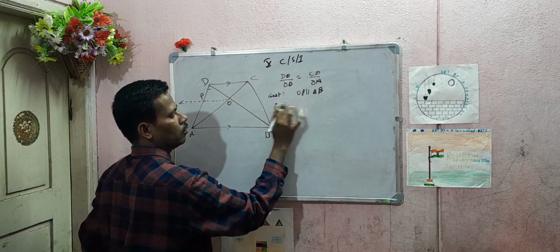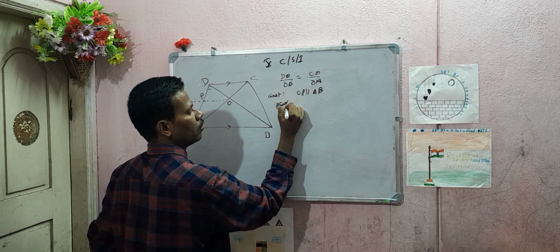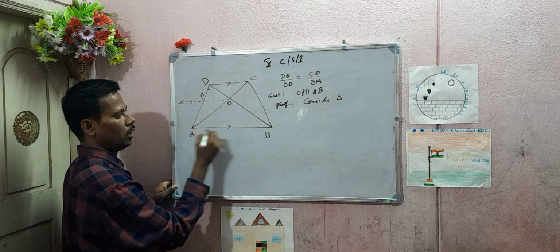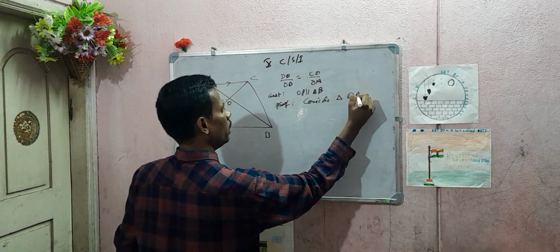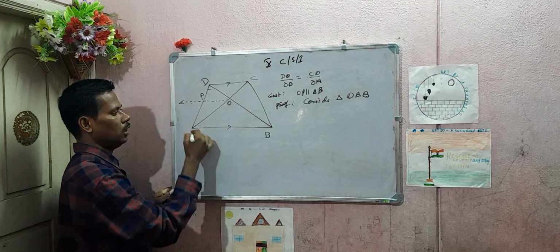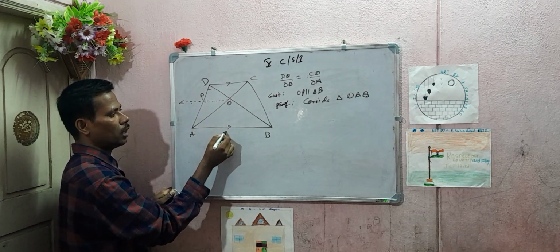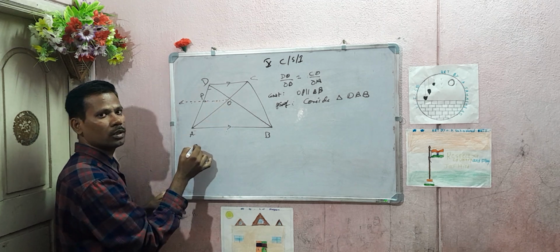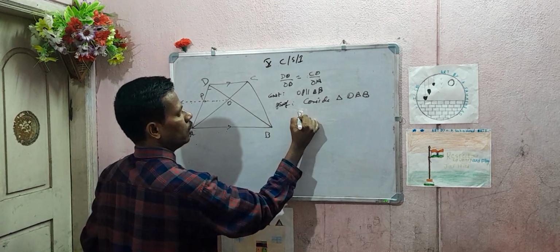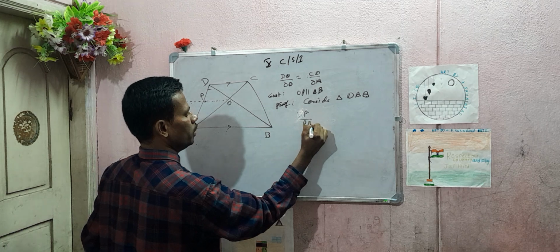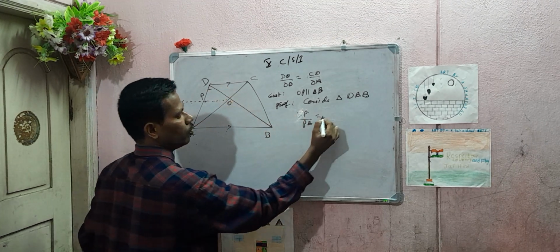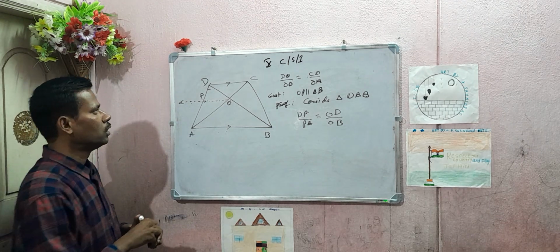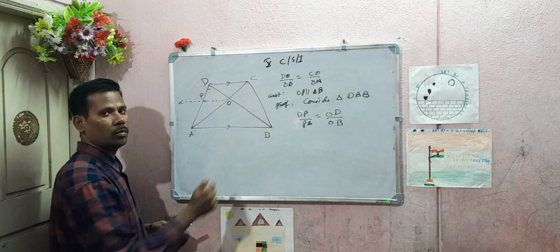Consider triangle DAB. OP is parallel to AB. Use the basic proportionality theorem. If a line is drawn parallel to one side, then it will divide the other two sides in the same ratio. DP by PA is equal to DO by OB, right? DP by PA is equal to DO by OB.